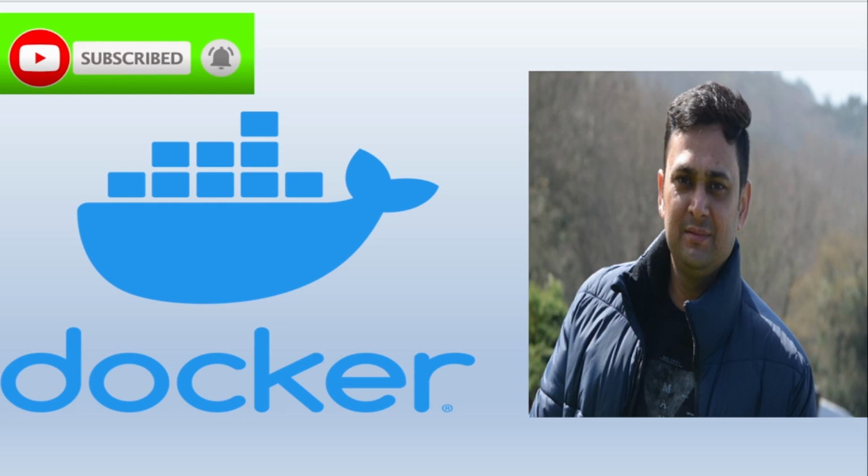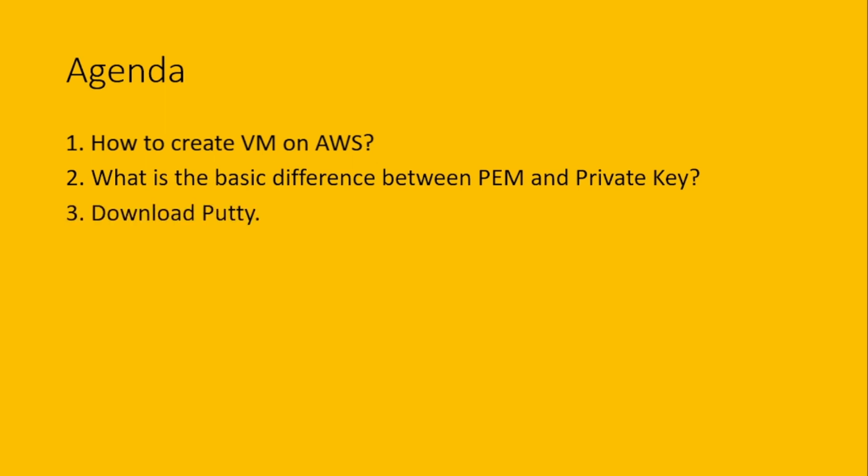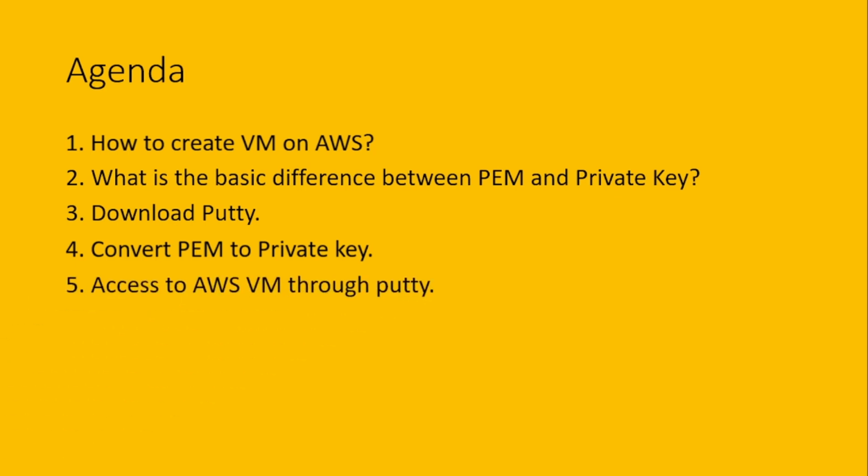Today our agenda of this video is 7 topics. The very first one is how to create a VM on AWS. After that we will learn what is the basic difference between PEM and private key, and how to download PuTTY. Fourth, convert PEM to private key. Fifth topic, access the AWS VM through PuTTY. Second last topic would be how to install the Docker package. And in last, how to create the container.